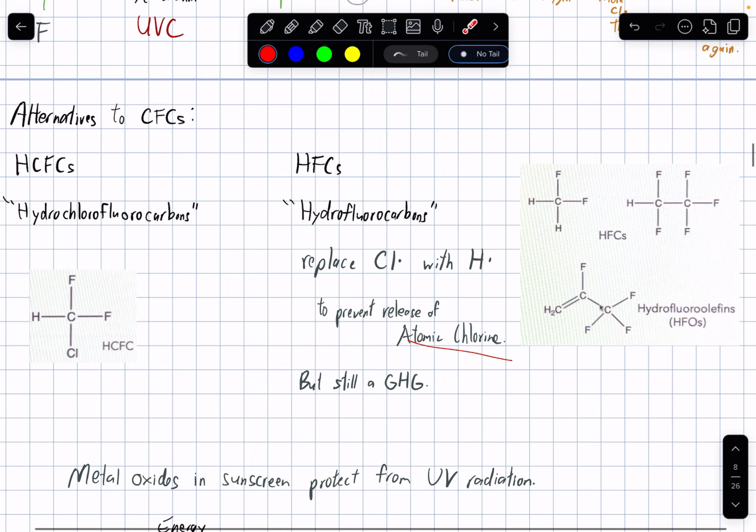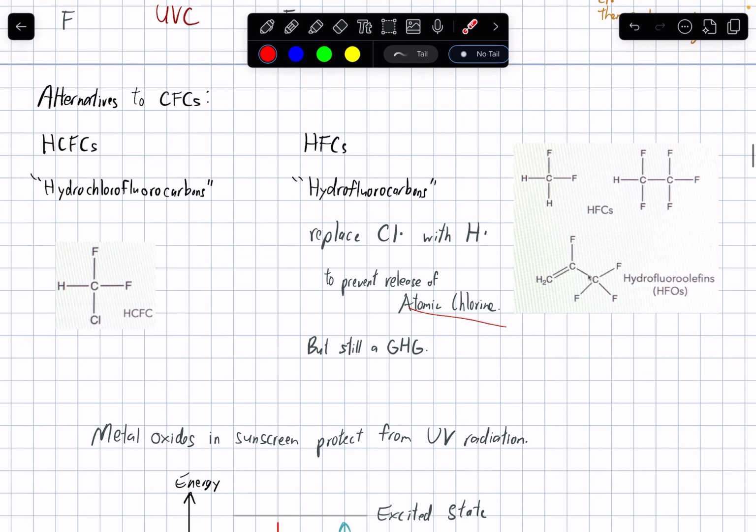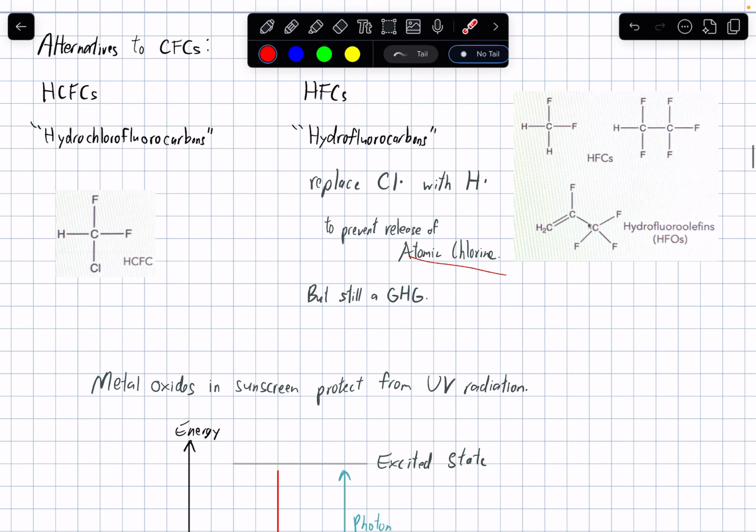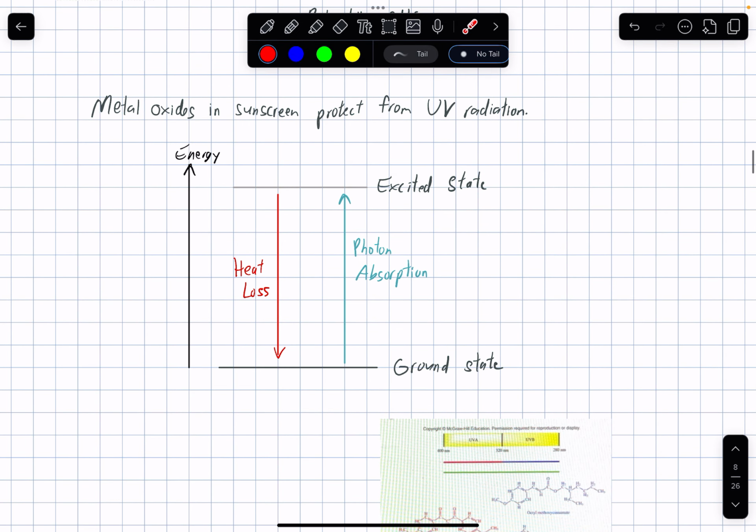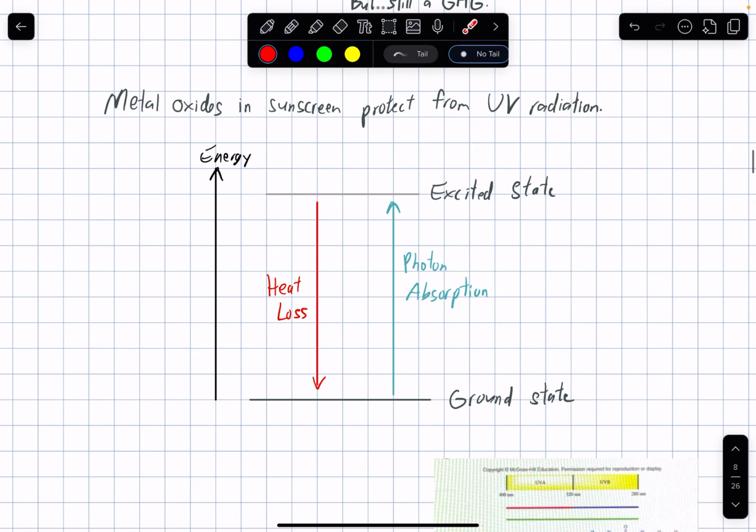But still, the downside for HFCs is that it is technically considered a greenhouse gas, and it contributes to the warming of the earth. So, yeah. I find it difficult to explain this, but I'll try.